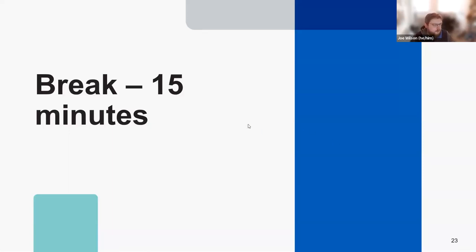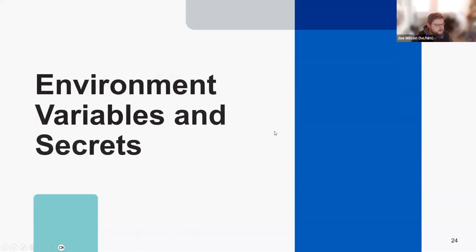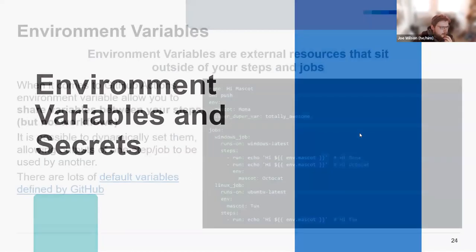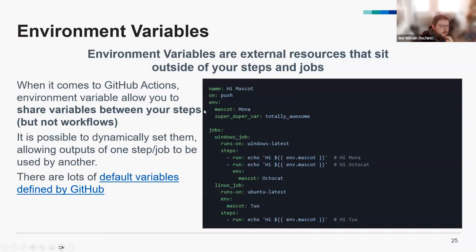Okay, welcome back, everyone. Right, so we're going to dive next into exploring environment variables and secrets. You might have encountered environment variables before in your coding journey. However, to give you a quick introduction to what they are, they're basically external resources that sit outside of your steps and jobs, and this is within the context of GitHub Actions.